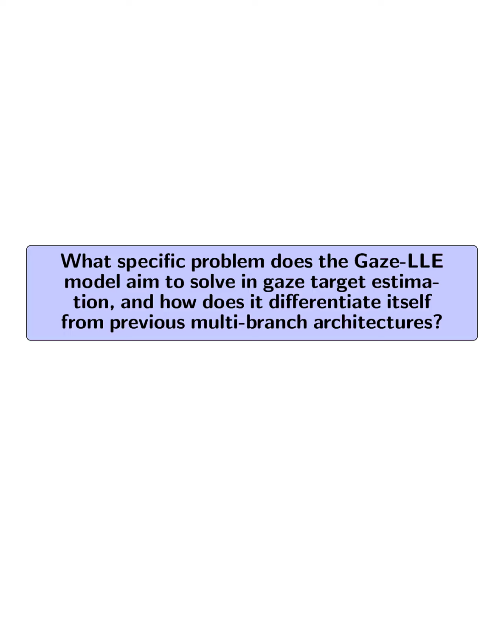What specific problem does the Gaze-LLE model aim to solve in gaze target estimation, and how does it differentiate itself from previous multi-branch architectures?